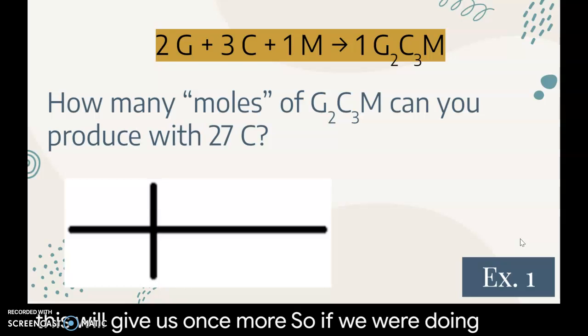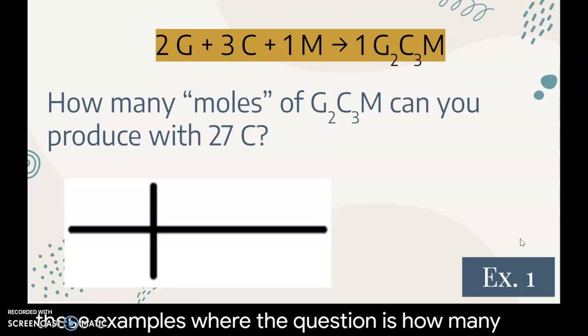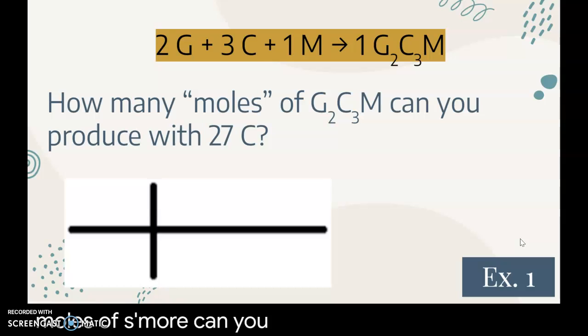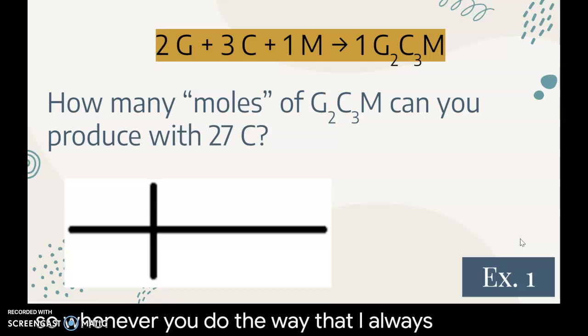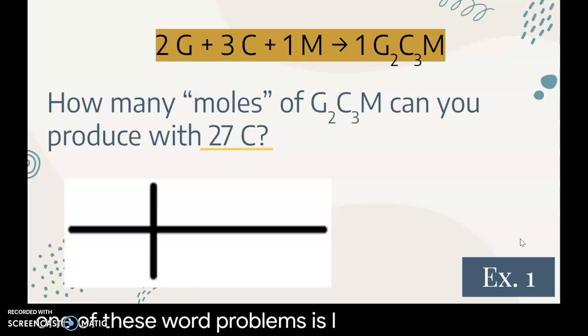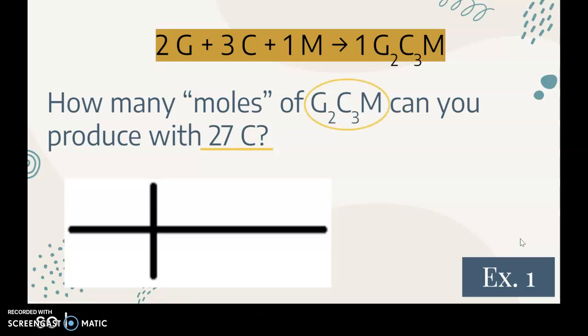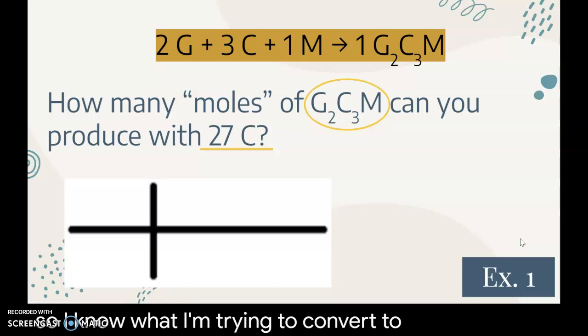So if we were doing one of these examples where the question is how many moles of s'more can you produce with 27 chocolates? The way that I always start out one of these word problems is I underline my given, so what I'm starting with. That way I know what I'm putting in that first box. And then I circle my wanted, so I know what I'm trying to convert to.